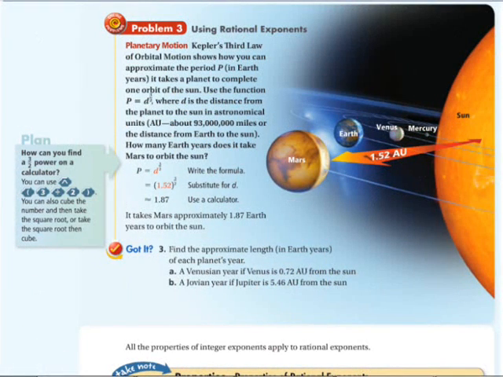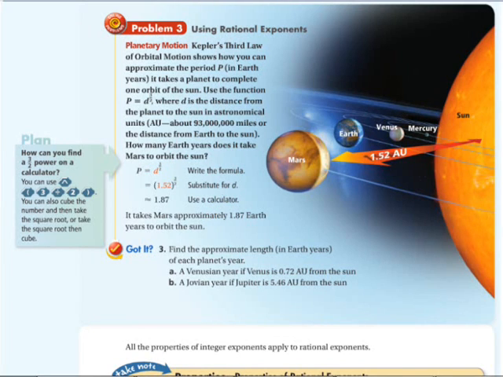Problem 3, so using rational exponents in a word problem, for example, Kepler's third law of orbital motion, which is used all the time, shows you can approximate the period in Earth years it takes a planet to complete one orbit of the Sun. So we would use the function p equals d to the 3/2, where d is distance, and then find out how many Earth years it takes Mars to orbit the Sun. And so we just substitute the d value that's given. And then we use a calculator, and it's really not that big of a deal, okay? Not really a hard problem.